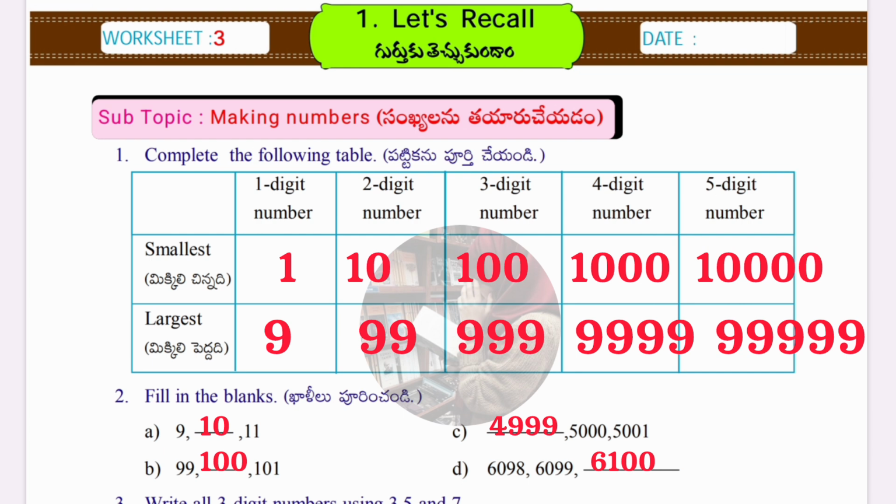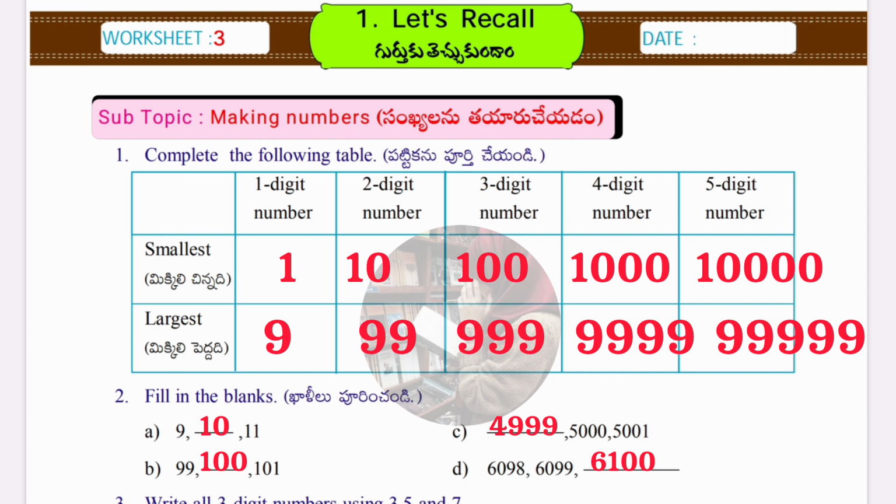Let's see the answers. So the smallest 1-digit number is of course 1 and the largest 1-digit number is 9. Okay, the smallest 2-digit number is 10, the largest 2-digit number is 99. The smallest 3-digit number is 100, the largest 3-digit number is 999. The smallest 4-digit number is 1000, the largest 4-digit number is 9999. Okay, likewise next 10,000, and the largest 5-digit number is 99,999. Okay, let's see the second Roman, which is fill in the blanks.